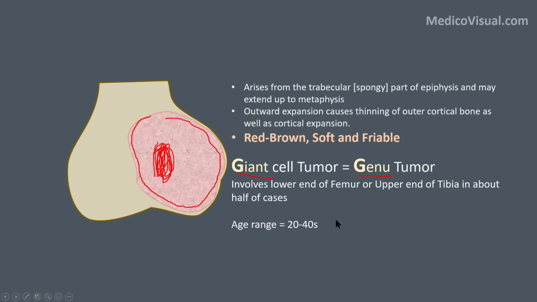The usual age of presentation of this disease is from 20s to 40s. It is very rare in young children as well as adolescents. We are not sure of the exact reason for this, but there is a hypothesis for this presentation.